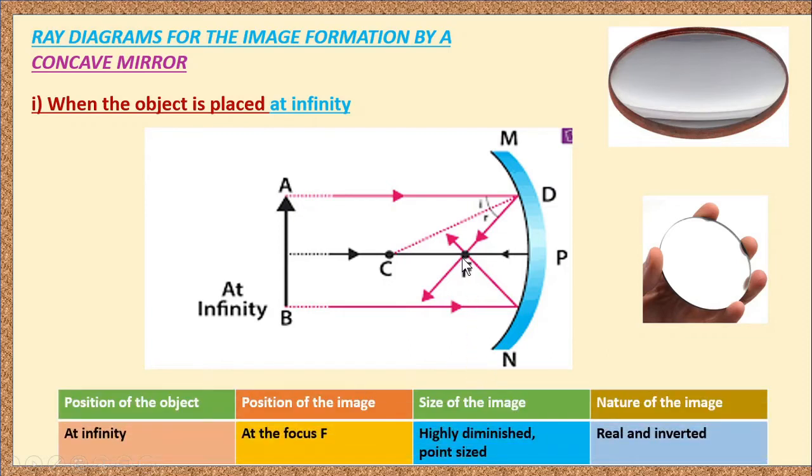We are getting a highly diminished image, point-sized image. Nature of the image is real inverted. So, when the object is placed at infinity in front of the concave mirror, we are getting the image at the principal focus and the size of the image will be highly diminished. That means a very small, real inverted image we are getting.